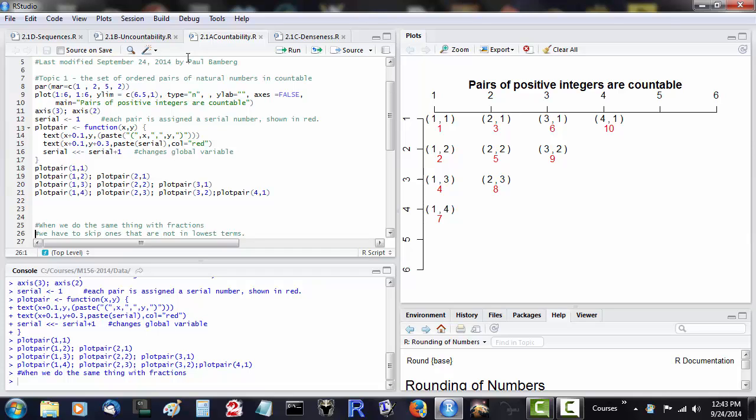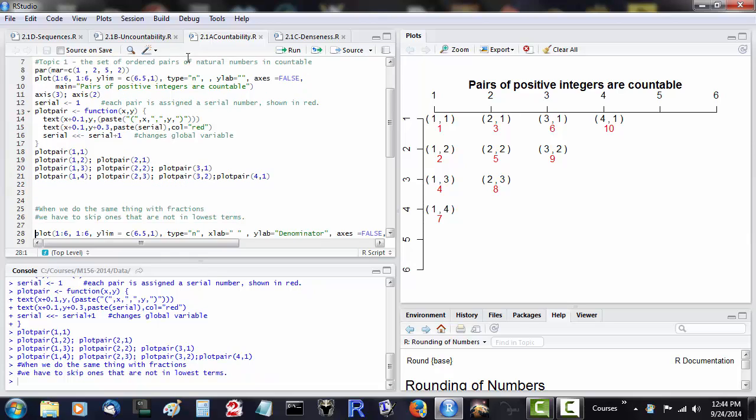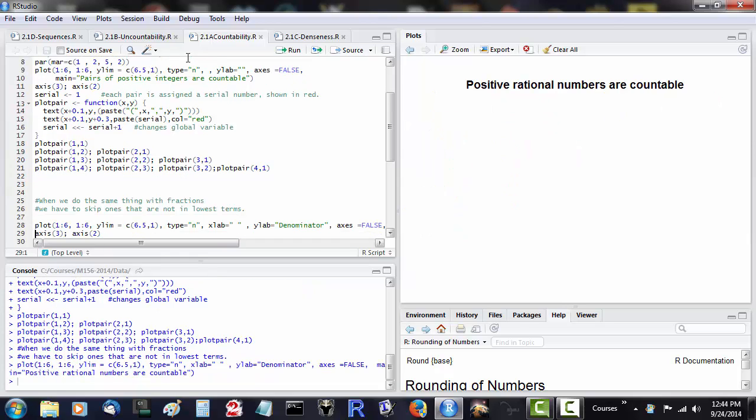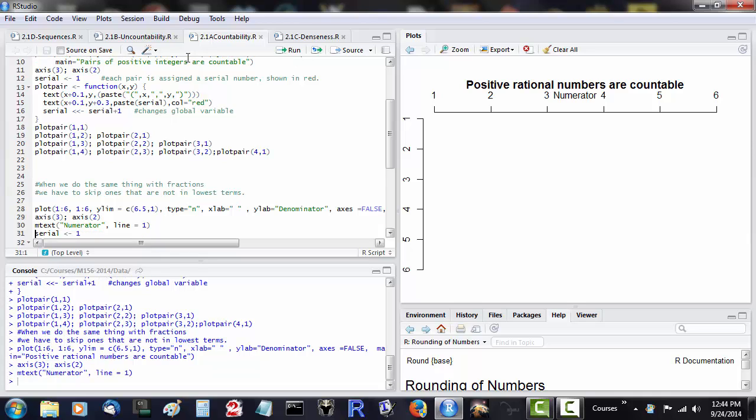When we do the same thing with rational numbers, life gets a little bit trickier because a fraction and a rational number are not quite the same thing. You could argue that 1/2 and 2/4 are different fractions, but they represent the same rational number. So we want to associate the positive rational numbers with fractions that are in lowest terms, and if we encounter a fraction that's not in lowest terms in doing our enumeration, we want to skip over it. Apart from that, everything is much the same.